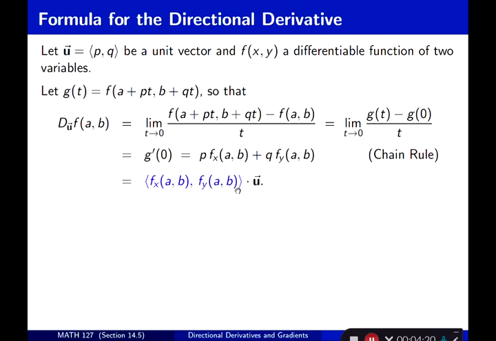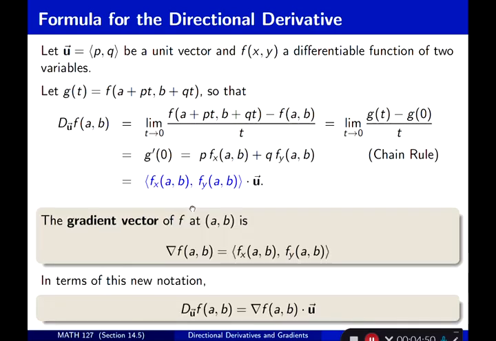And so when you rewrite this, it is basically p times f sub x of a and b and q times f sub y of a and b. That is the vector f sub x of a and b and f sub y of a and b dotted with u, which is p and q. And so that is the formula that you need to remember. And then this f sub x of a and b and f sub y of a and b are so interesting to us. They have a special name, and we discussed that.